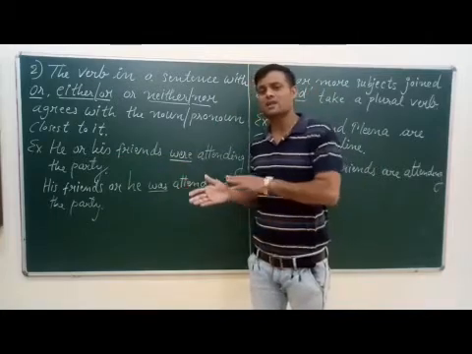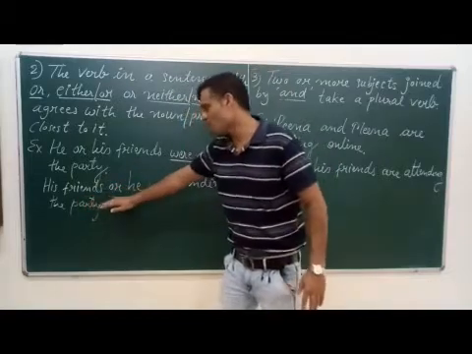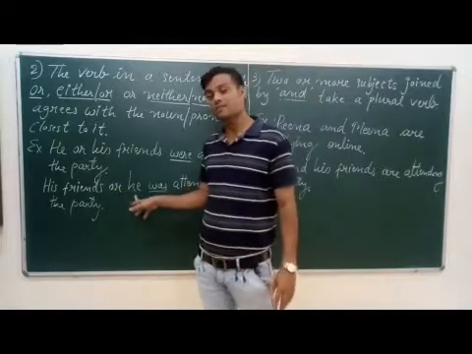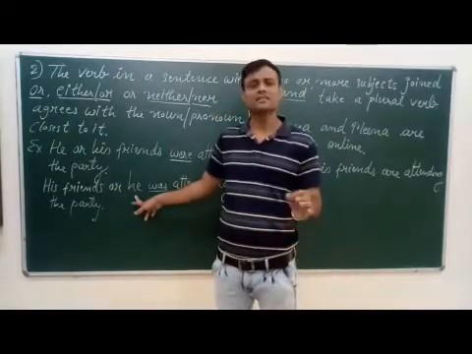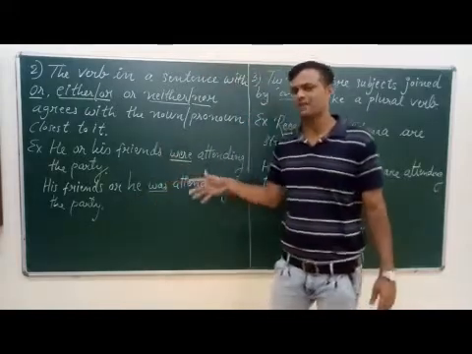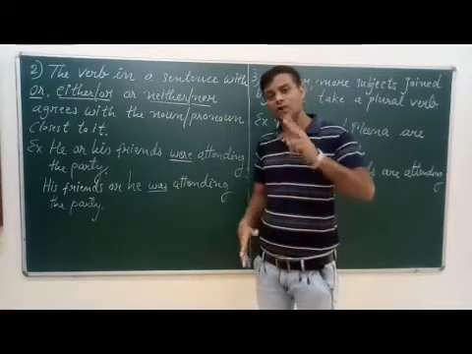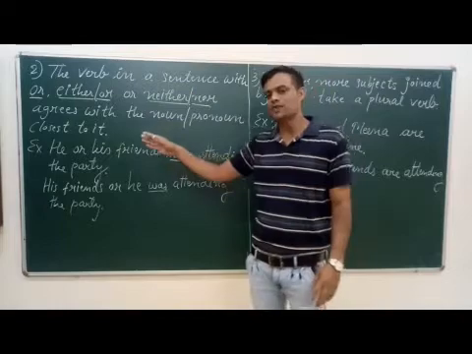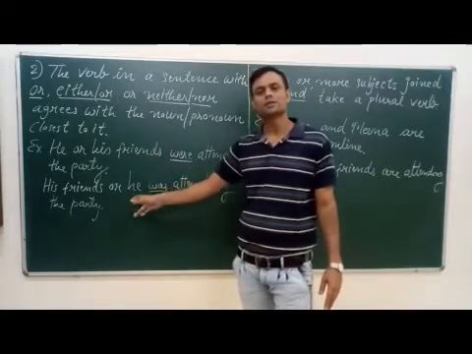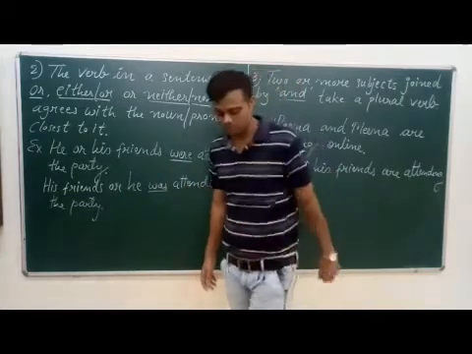Now, same sentence but with the subjects interchanged. His friends or he was attending the party. Now see, here the second subject is he, and he is singular. So it takes the singular verb was. See these two sentences carefully, you can understand this rule. We have to use the verb as per the second subject. If the second subject is plural, we have to use a plural verb. If the second subject is singular, we have to use a singular verb. That is the second rule.